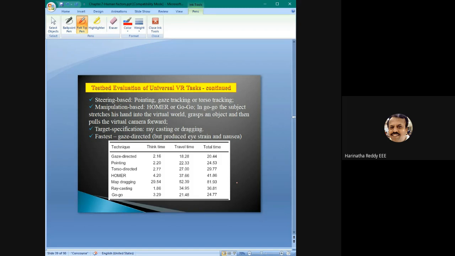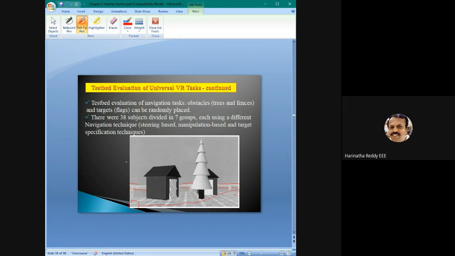So out of these techniques, please observe the techniques employed: gaze directed, pointing, torso directed, Homer, map dragging, raycasting, go-go concept. You can observe that the total time taken for completing the task is less, especially in the gaze directed concept. Please observe that in the gaze directed concept the time taken is very less. So it is experimentally proved that the gaze directed concept is fastest in completing the task for this test bed evaluation example. Is it clear? That's about the test bed evaluation of the navigation task as one example.